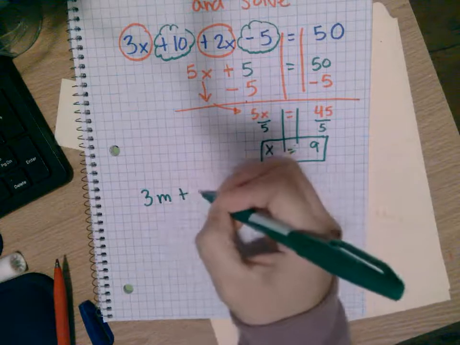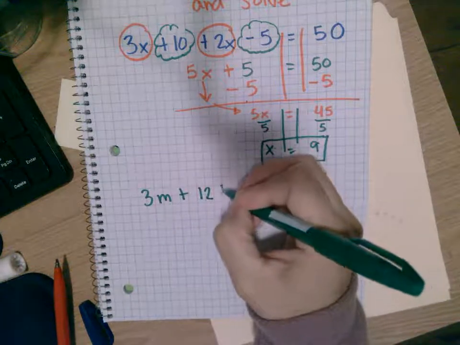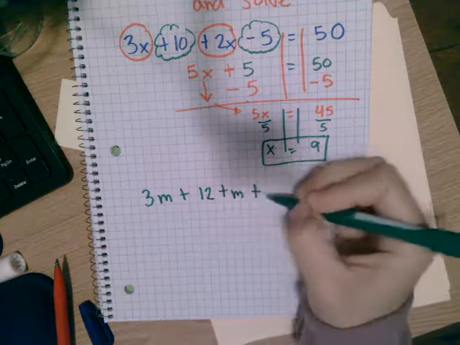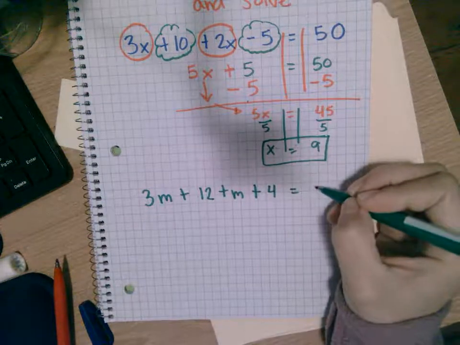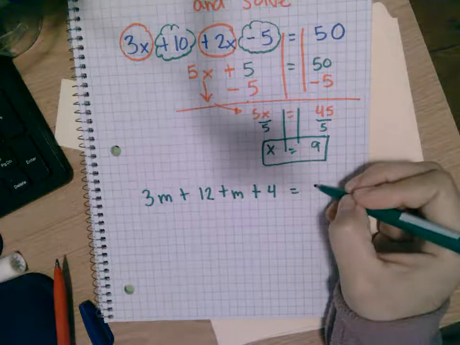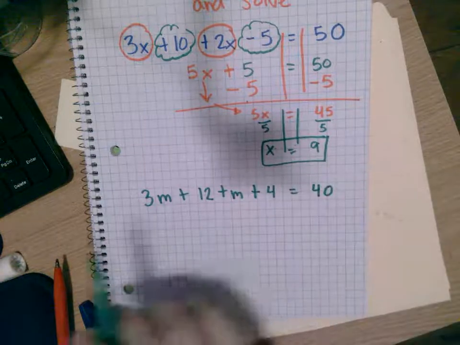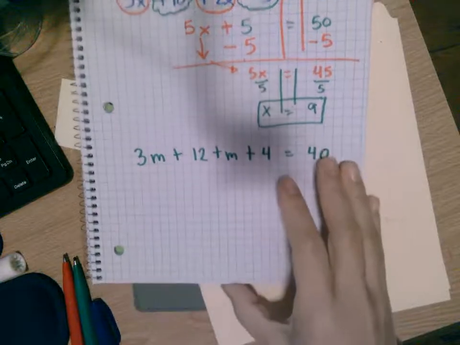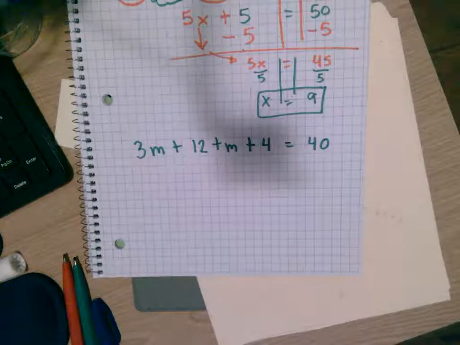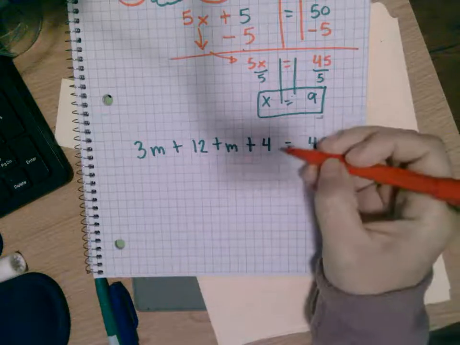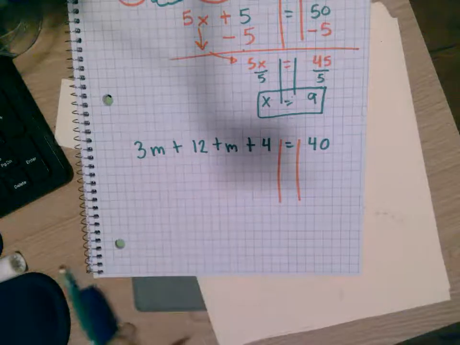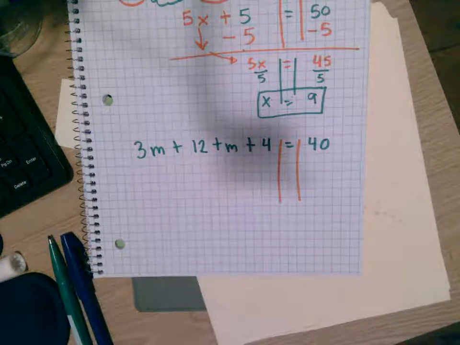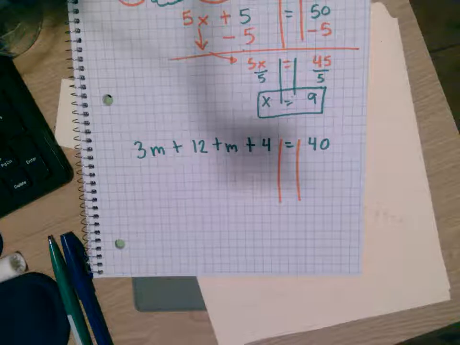3m plus 12 plus m plus 4 equals, let's do 40. I don't know what that's going to give us. I'm trying to do mental math, but I don't know. All right. So the first thing you're going to do is draw the bars just to keep everything separate. Now, on this side, what can we put together? What is like terms? What is similar? What is alike?